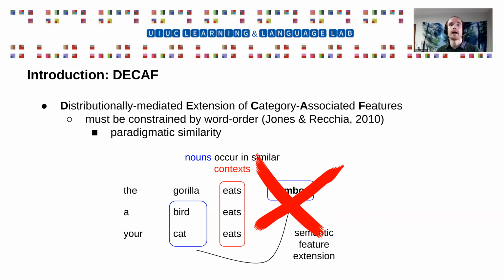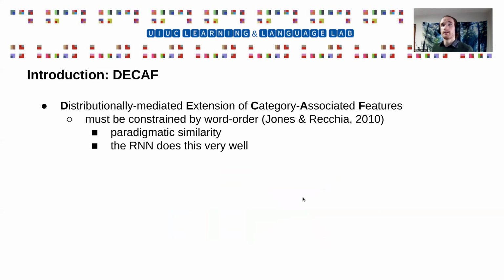So you should assign high similarity to bird and gorilla, but not to bird and bamboo, for instance. And interestingly, the RNN does this very well. This was actually part of the reason that I chose the RNN, because word order is so important for performing this procedure that the RNN was an obvious choice, right? In contrast to many other models that don't even track word order explicitly or implicitly.